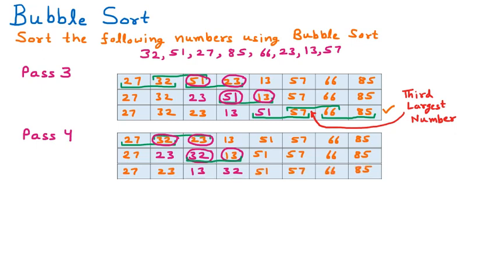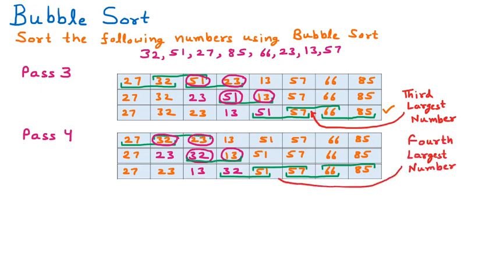Afterward we are comparing 32 with 51, no problem, ascending order. 51 with 57, ascending order. 57 with 66, ascending order. Then 66 with 85, ascending order. So for the other numbers no swapping is required. After pass 4 we got the fourth largest number in the proper position. So here we can see that the fourth largest number is 51. So here 51 is at the proper position.